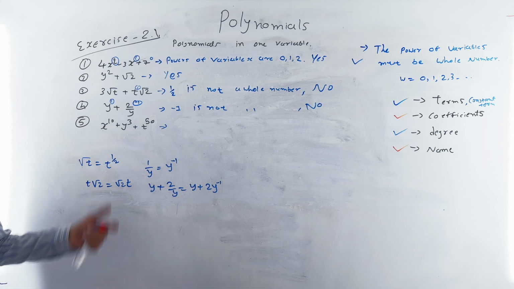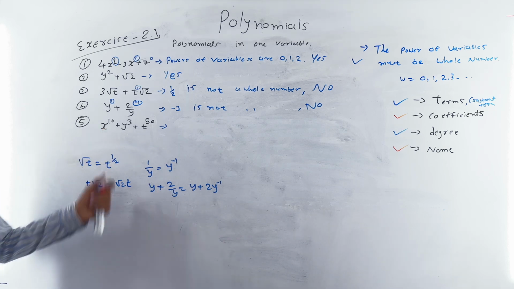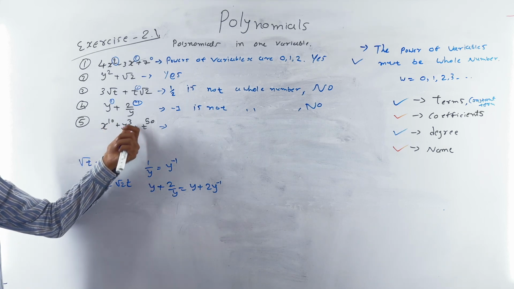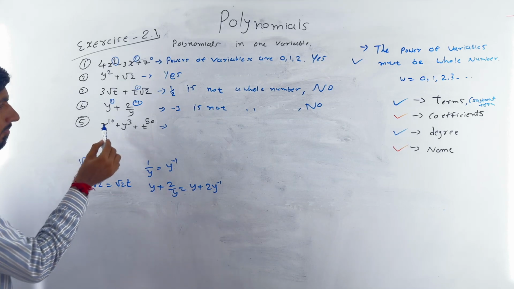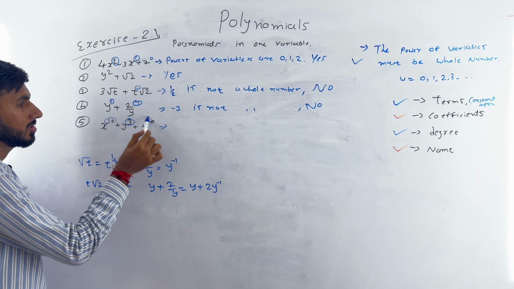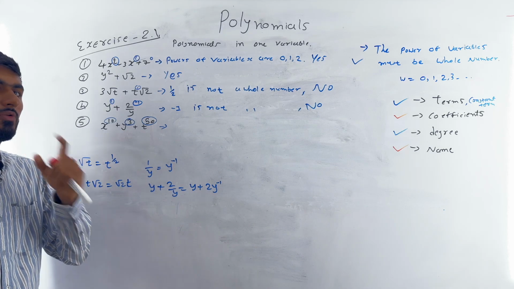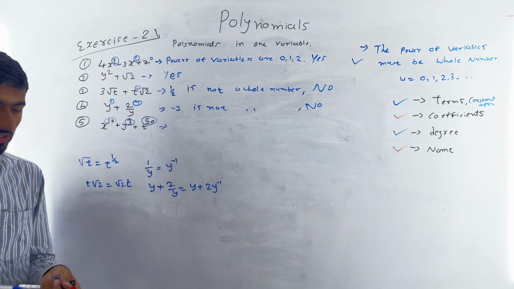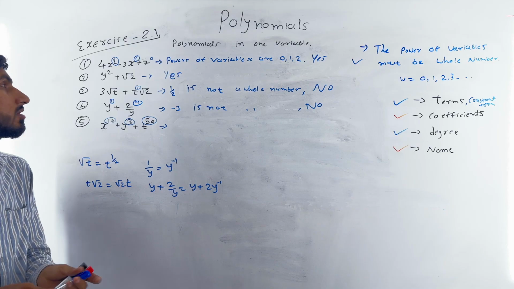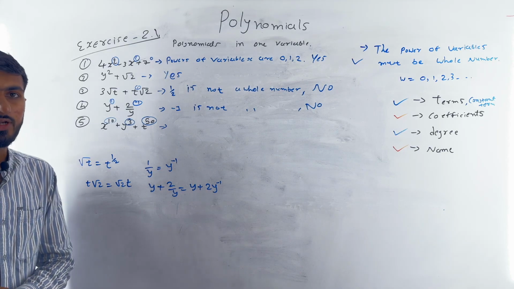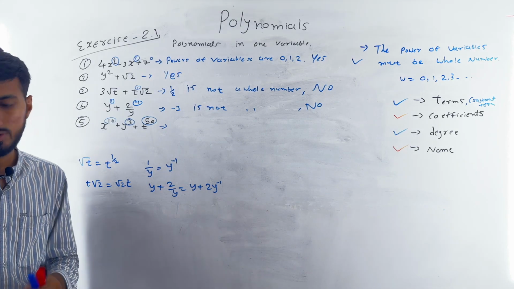Now let us check, is it a polynomial or not? Here I can say x power 10, y power 3 and t power 50. All the powers are whole numbers. See, 10, 3 and 50, these are all whole numbers. So yes, it is a polynomial, but not in one variable. It is a polynomial in three variables. So that is our first question. The question is very easy, right? Now we will move on to the second question.